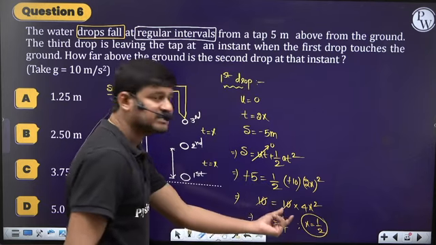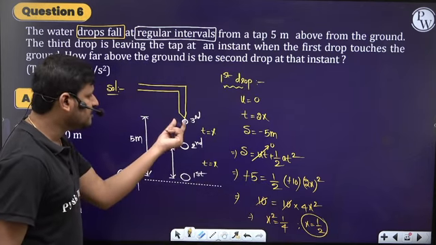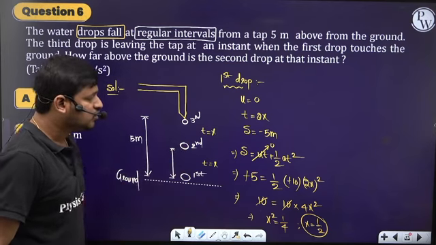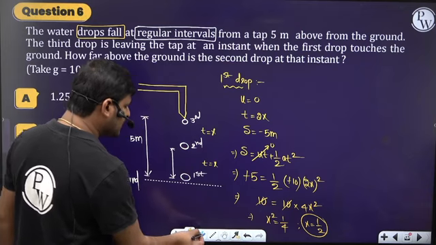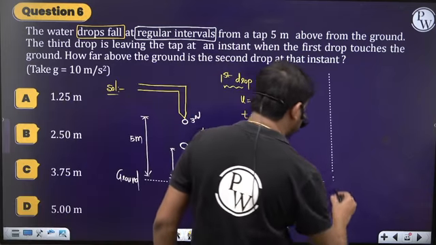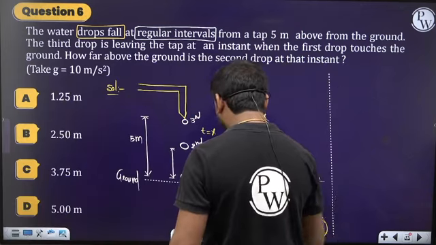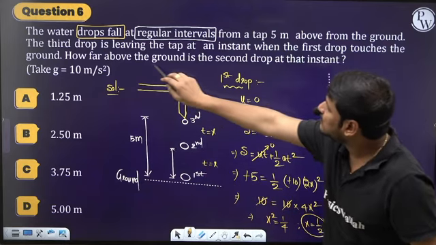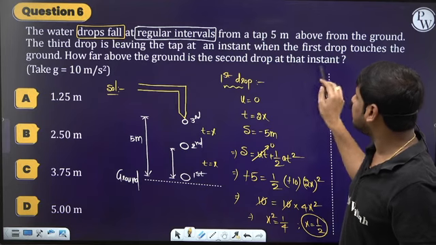So what is x? The time taken. From here to here the time is 1 by 2 seconds, and from here to here the time is 1 by 2 seconds. So now what do we actually need? How much height is the second drop from the ground? How far above the ground is the second drop at that instant?